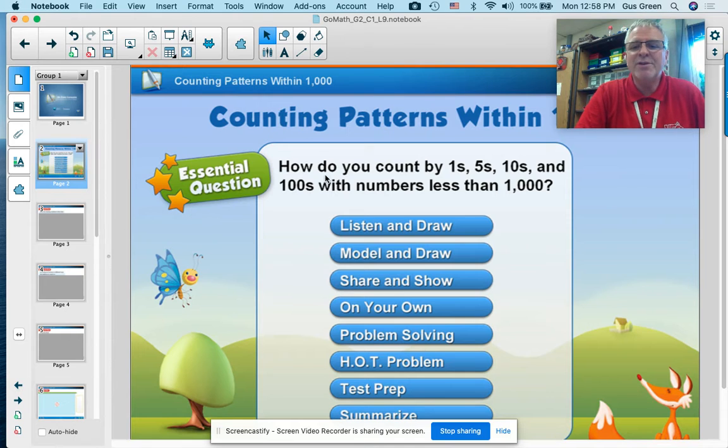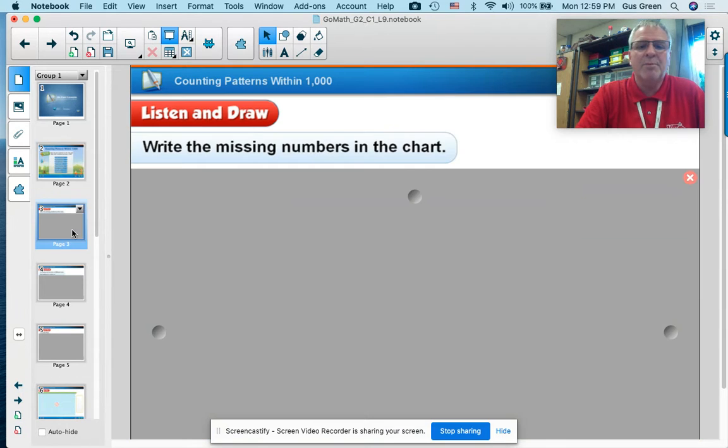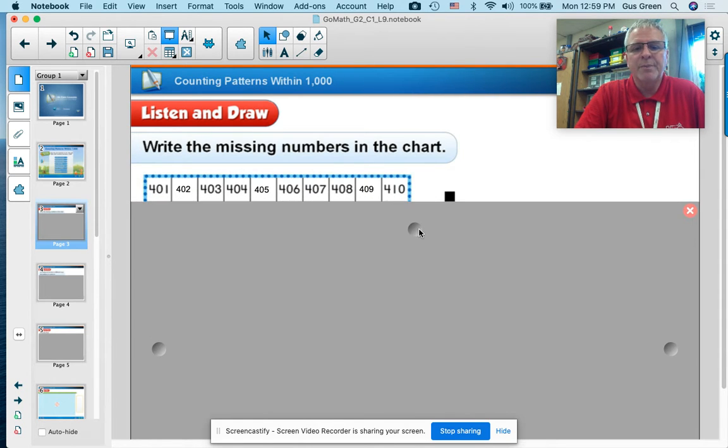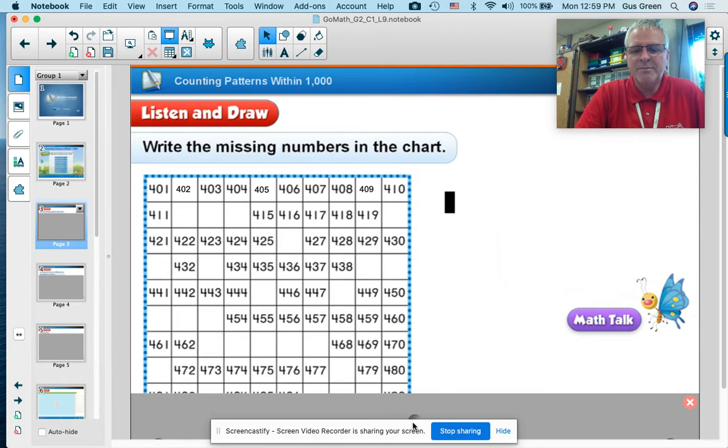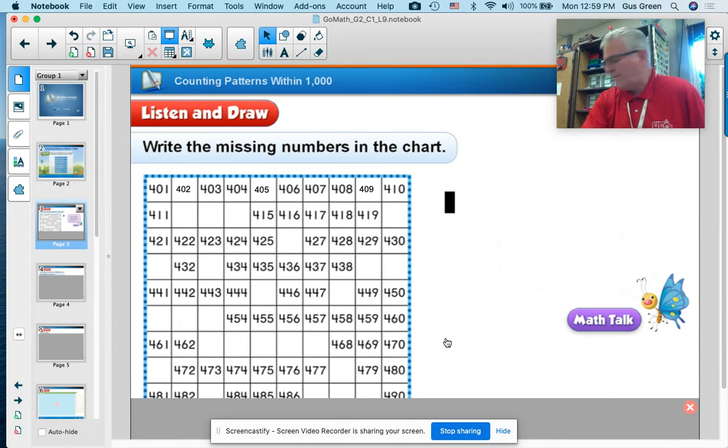So the essential question for today continues to be, how do you count by ones, fives, and tens and hundreds with numbers under 1,000? But also means numbers over 100 too. So we're going to look at some bigger numbers today and look at some number patterns. The first one on your listen and draw pages, you're going to write the missing numbers on the chart. And so I've kind of put in some of the numbers already.